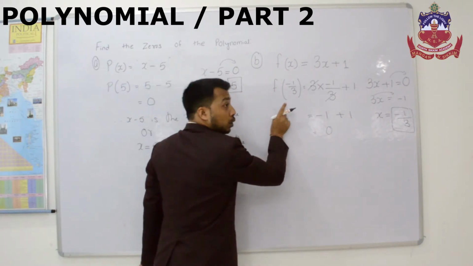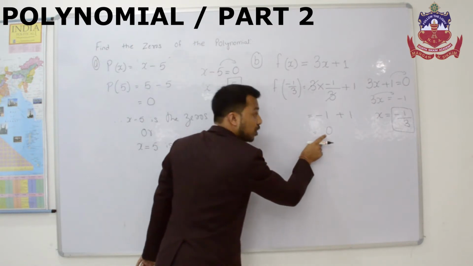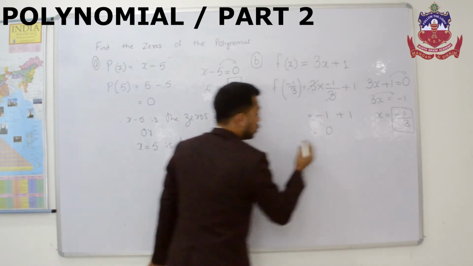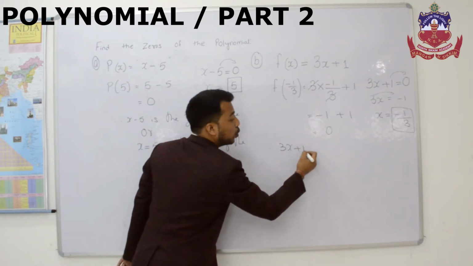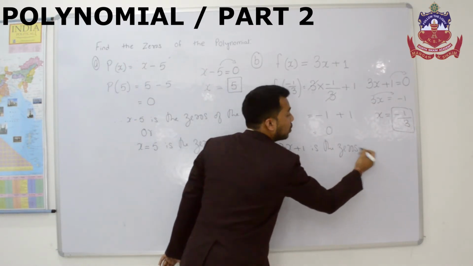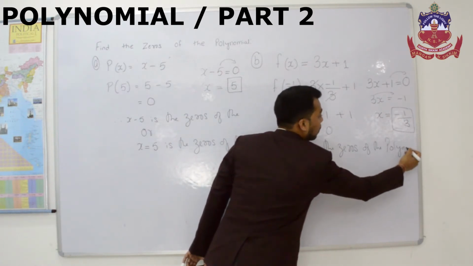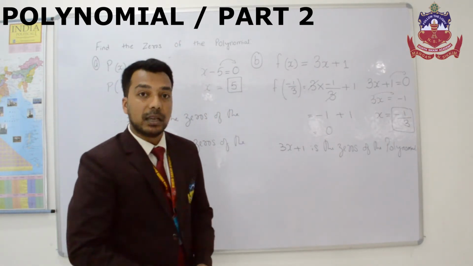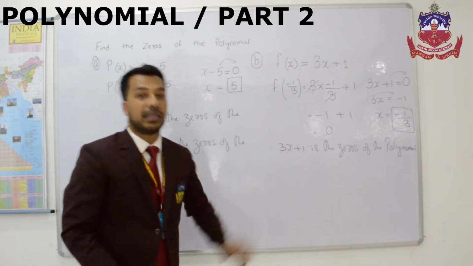So, the value which when substituted in the polynomial has given the answer as 0 is known as the zero of the polynomial. So we say therefore x equals minus 1 by 3 is the zero of the polynomial. So this way you can find the zeros of any given polynomial by using this method.